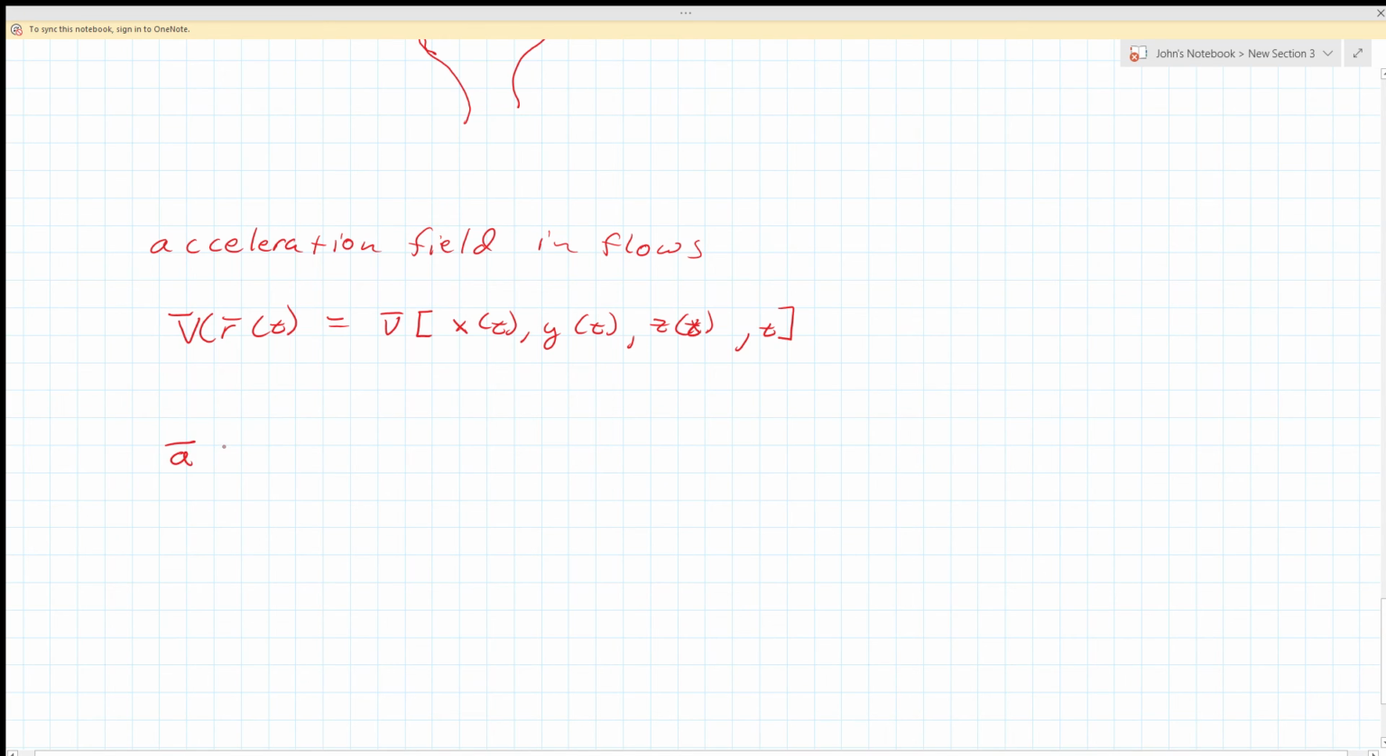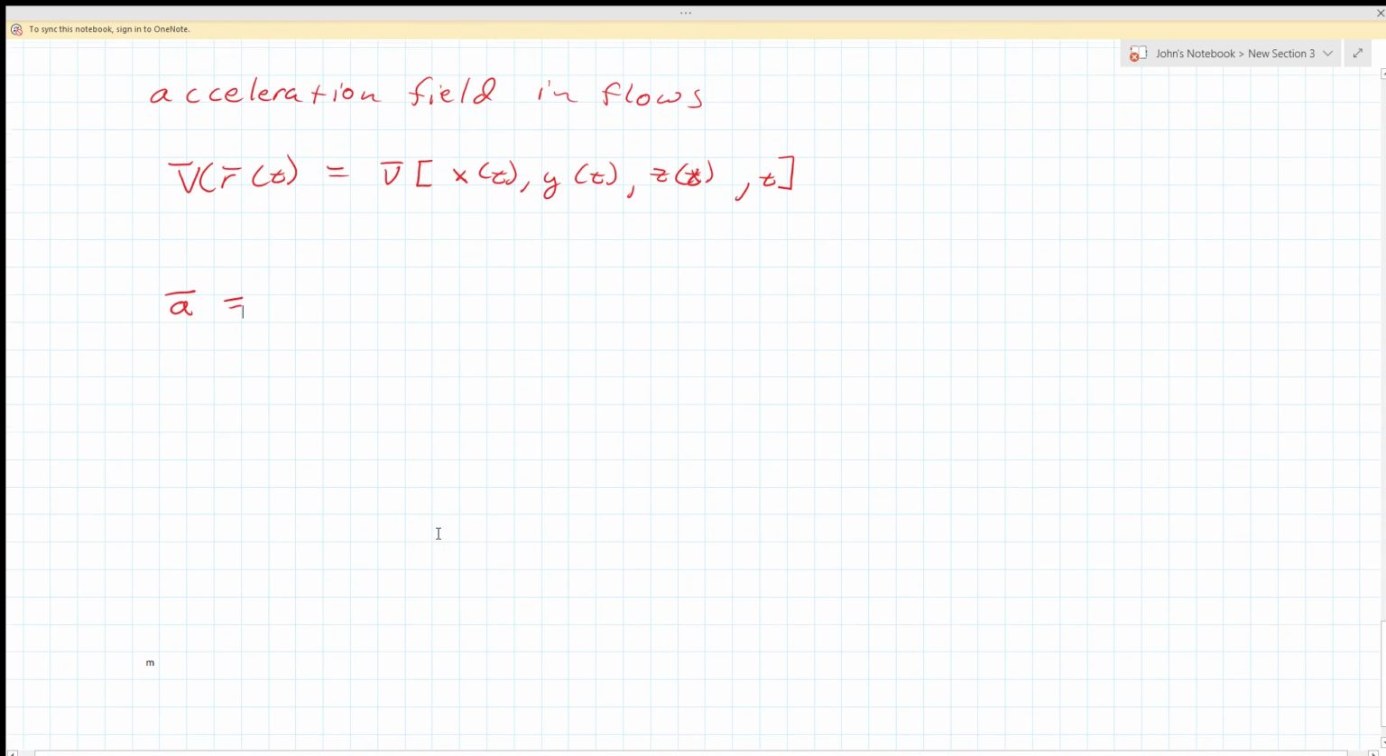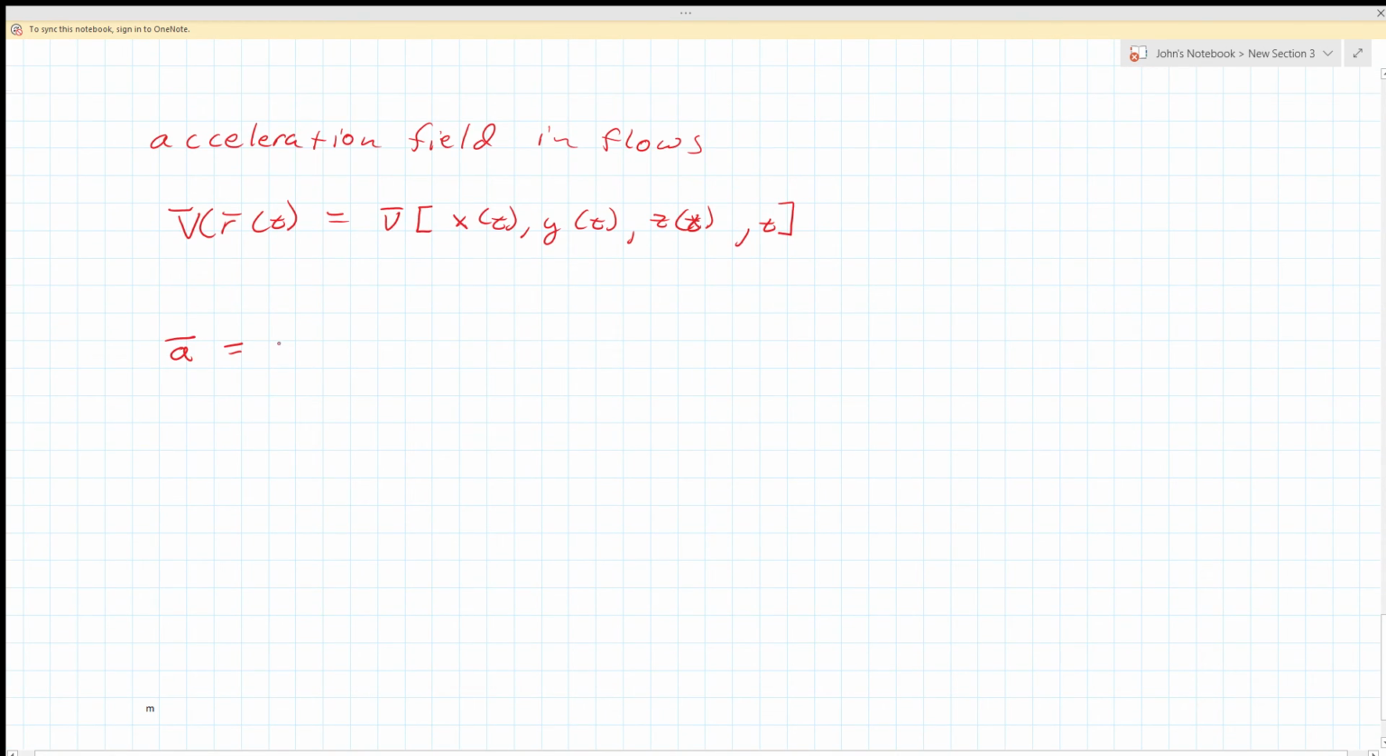So the acceleration vector a is equal to Dv/Dt, which is the full derivative: the partial derivative of v with respect to t, plus the partial derivative of v with respect to x times partial x with respect to t, plus partial v with respect to y times partial y with respect to t. We have to use the chain rule. Plus partial v with respect to z times partial z with respect to t.